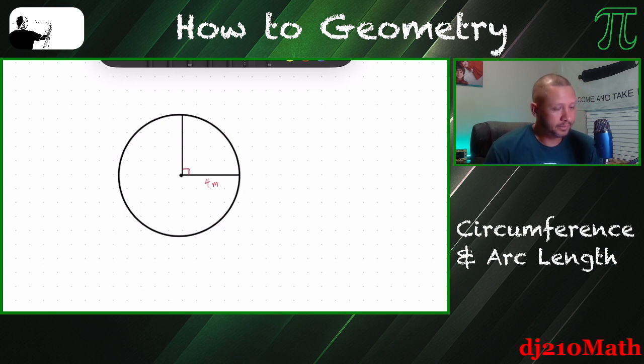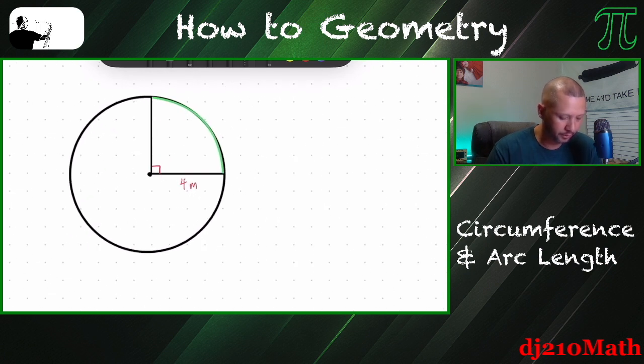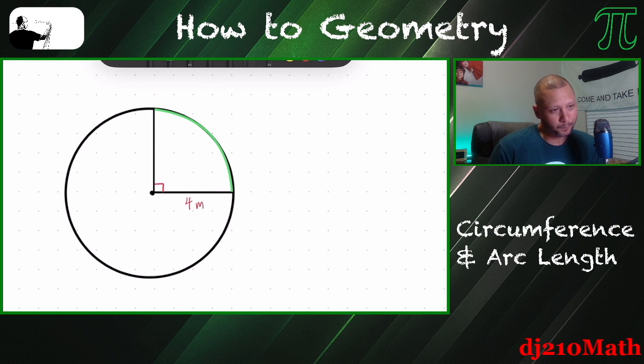All right, so in this example, we have a circle that has a radius of 4 meters, and we want to find the arc length of the green part. The measure is going to be 90 degrees, because it's implied by the little box in the center. So remember that the central angle and the arc are always equal. If the central angle is 90 degrees, because it's a right angle, then the measurement of the arc is also 90 degrees.